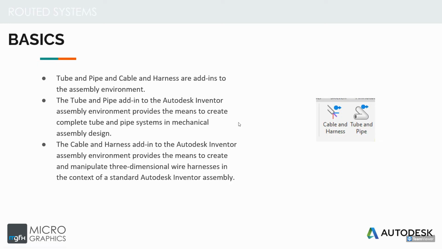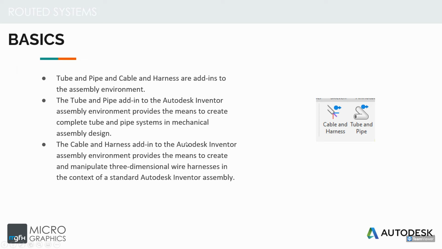So we just want to establish the basics here in the slide. We just want to say that tube and pipe and cable and harness are add-ins to the assembly environment, meaning that, like we said, you only find them in the assembly environment and they are basically add-ons to the normal workflow. So you can go and create these tube and pipes and cable and harnesses, and the moment you exit, it's back to a regular assembly. There's no added functionality. Inventor understands what you did and keeps it in one separate place on the assembly tree.